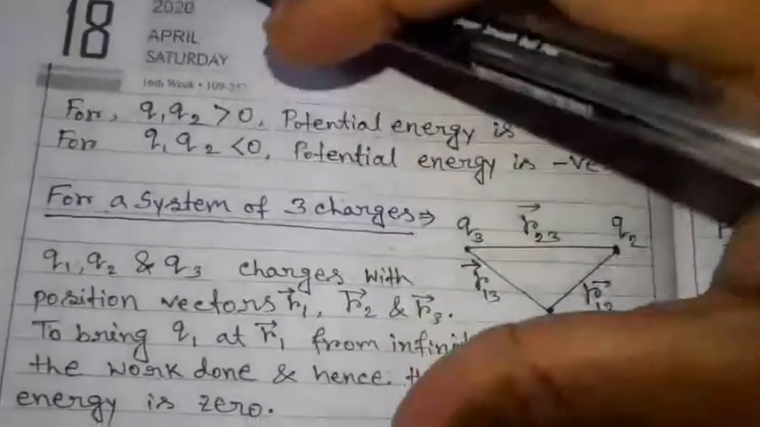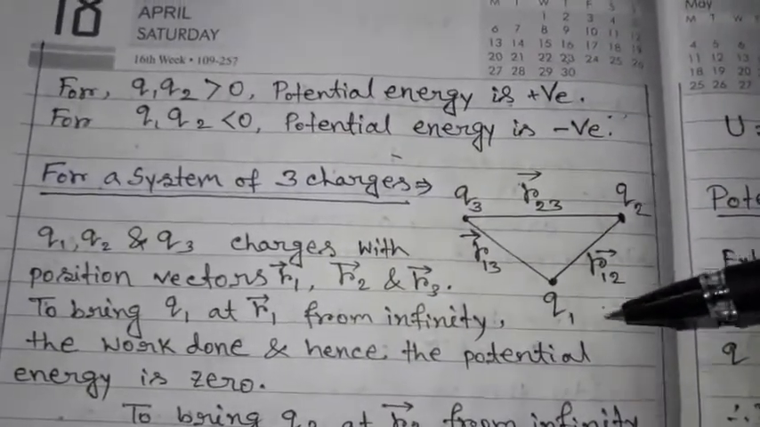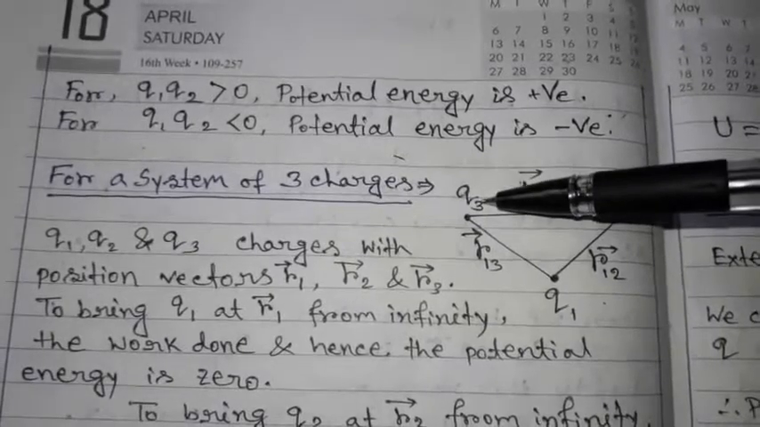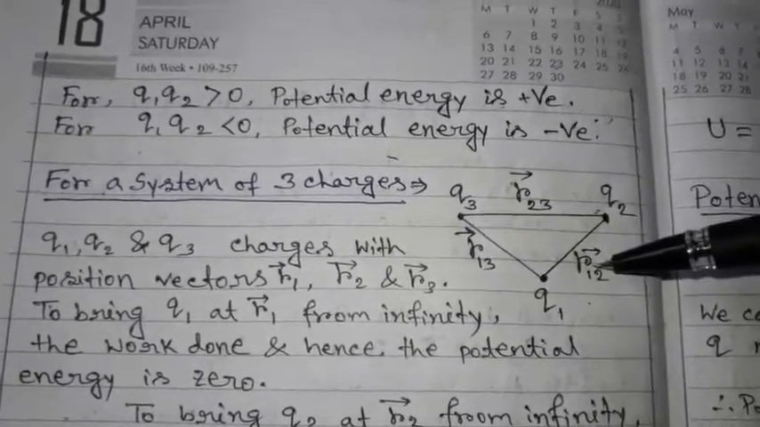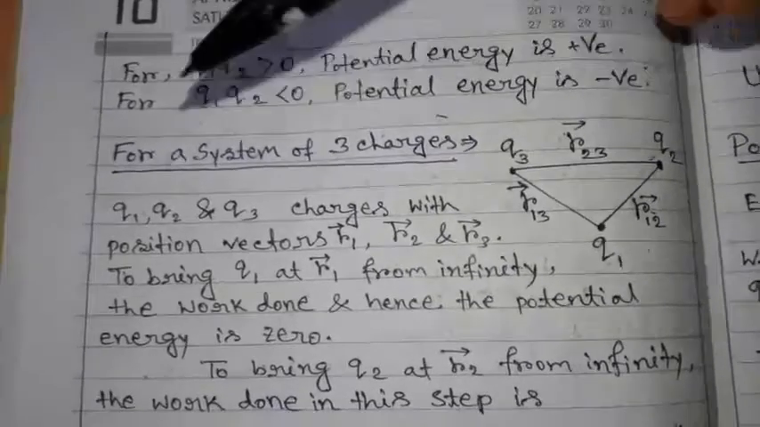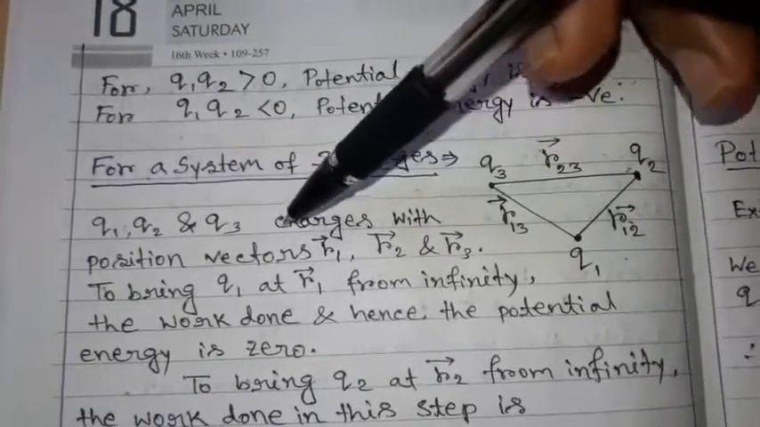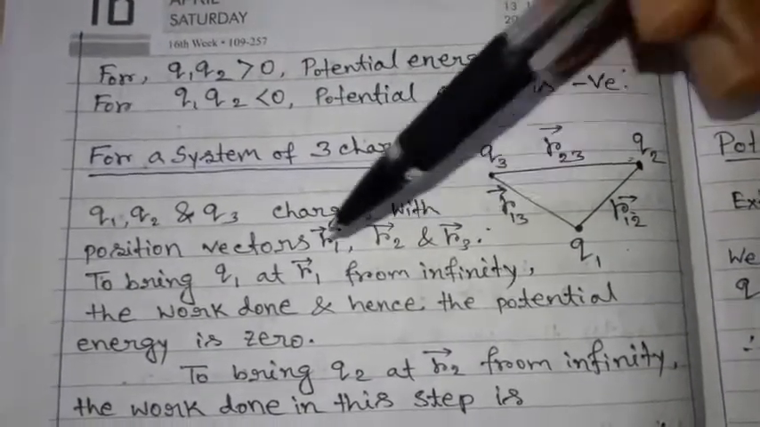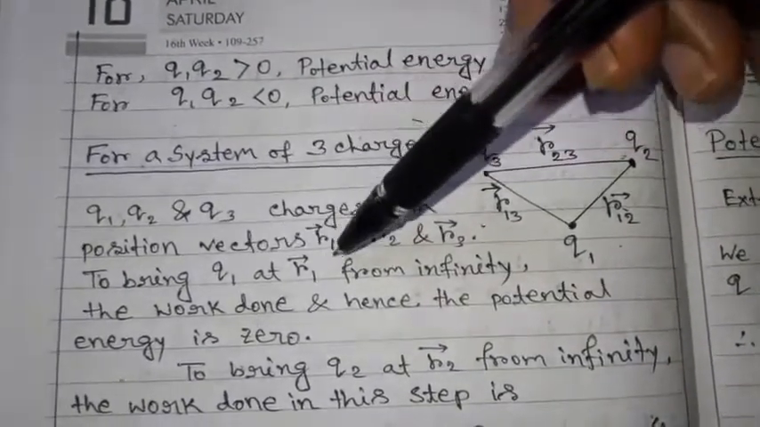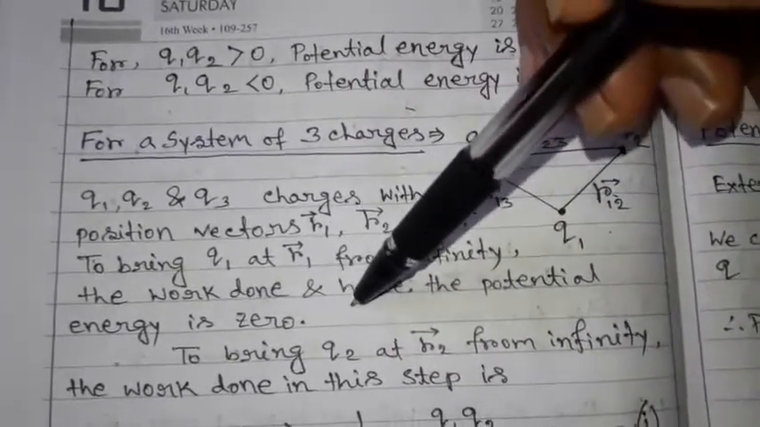Next topic, a system of three charges. Here in the diagram we see three point charges q1, q2 and q3, and these are the respective displacement vectors, and these are also the distances between the charges. q1, q2 and q3 charges with position vectors r1, r2 and r3. To bring q1 to r1 from infinity, the work done and hence the potential energy is 0.